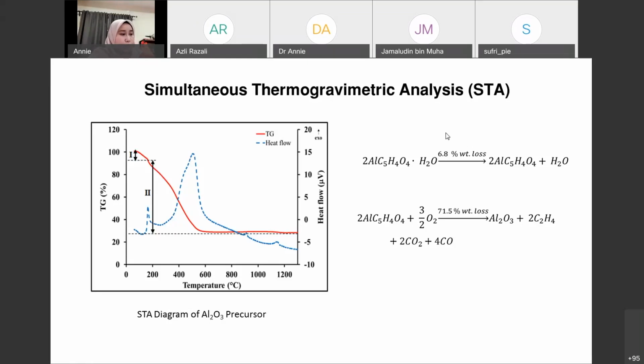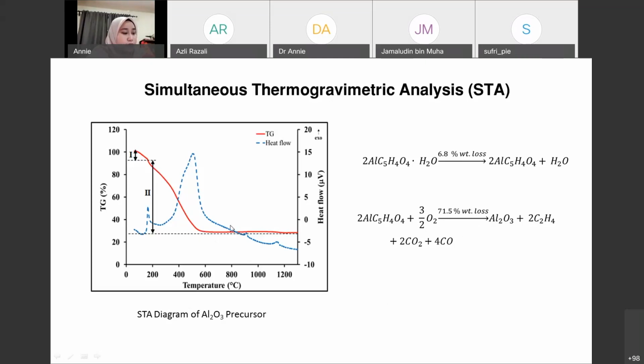In the second region, a major weight loss occurs at the temperature range of 180 to 600 degrees C, accompanied by a broad endothermic peak, then followed by an exothermic peak, which are attributed to the decomposition of the precursor and formation of pure aluminium oxide. So the weight loss for the decomposition of aluminium citrate into the aluminium oxide is calculated as shown in the equation here and found to be 71.5%, which is very close to the experimental value of around 65%.